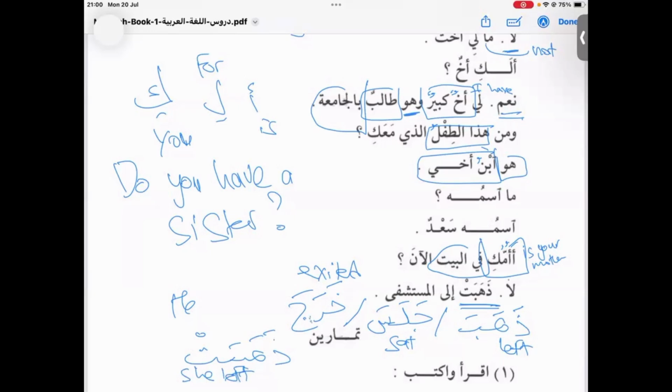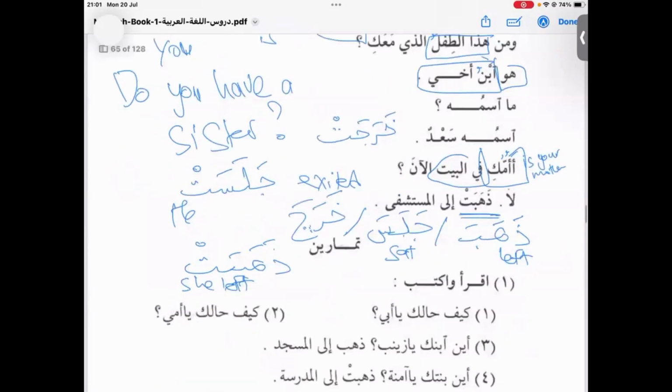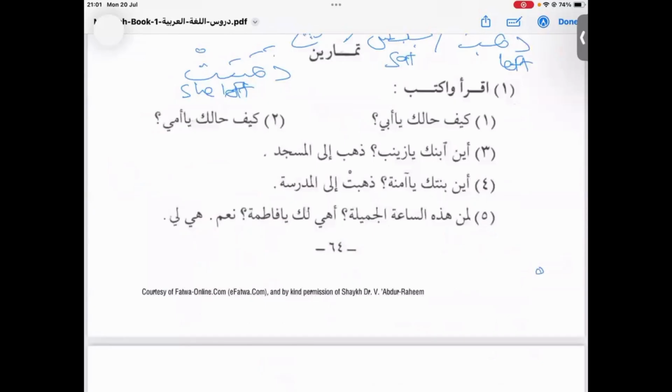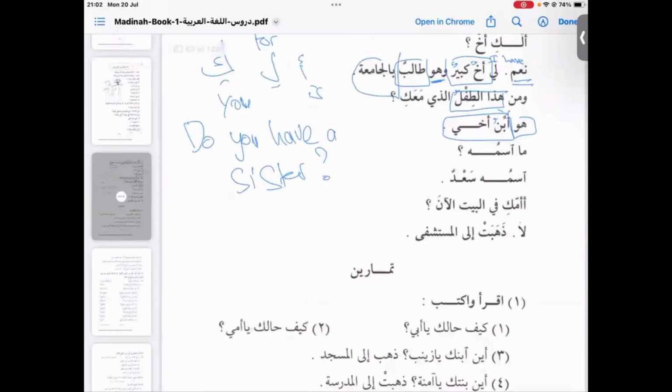If you take kharaja and you do this, kharajat, she exited. If you take jalasa and you say jalasat, what does jalasat mean? Who can tell us? She sat. So this verb indicates it's a female. For example, in the hadith, when you read the hadith, you will read qalat.